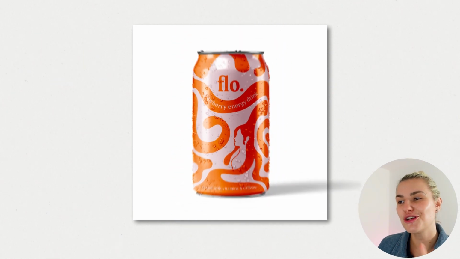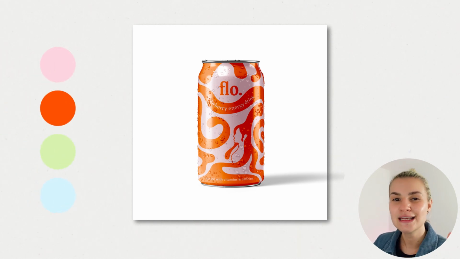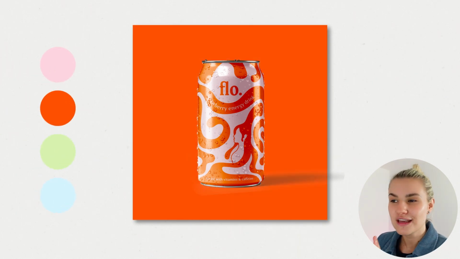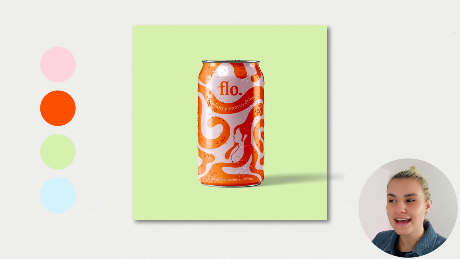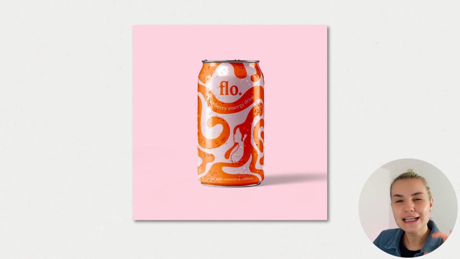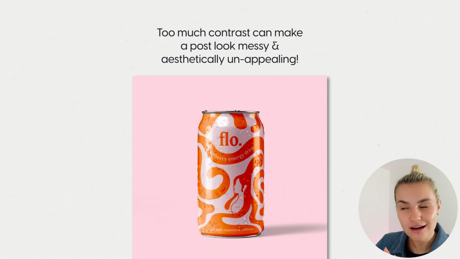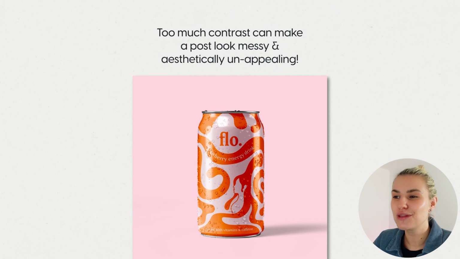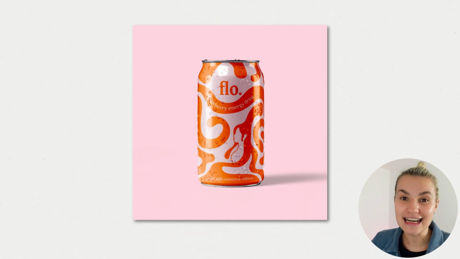So next, we're going to choose the background color using the brand's color palette. I think for this one, the pink sits best with the can as the colors match, keeping the post looking really nice and clean and consistent, and not creating too much contrast in the post color scheme, which can actually lead to the post looking untidy and inconsistent.